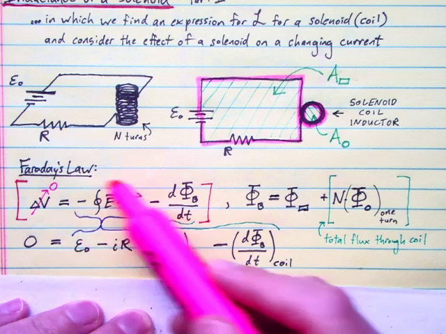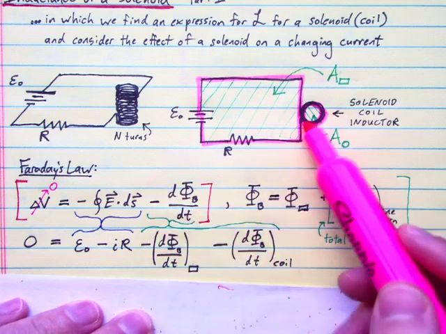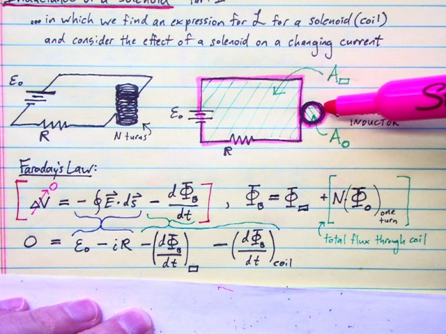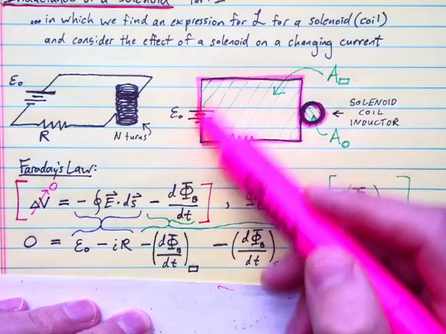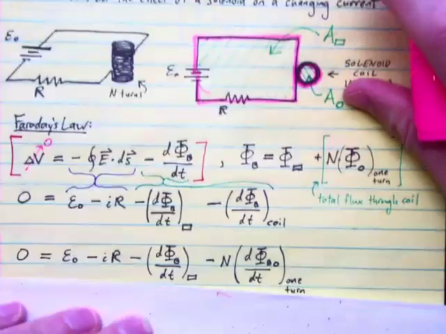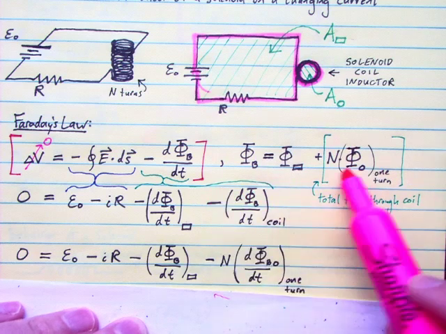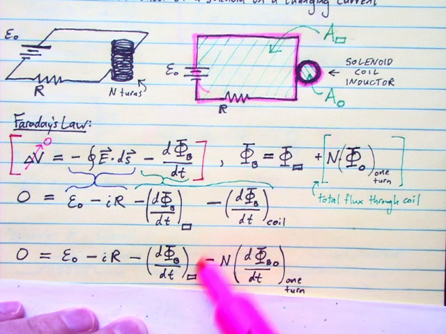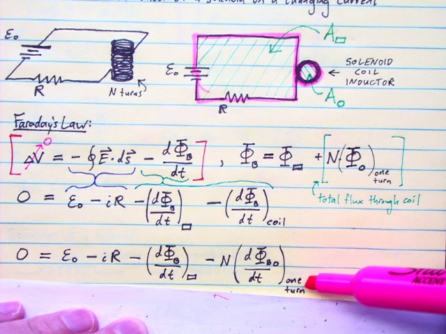This term becomes our EMF minus IR, and then here is the rate of change of the total magnetic flux through the rectangular area and the N circular areas. I'm going to split that rate of change of flux into these two terms, the rate of change of flux through the rectangular area and the rate of change of flux through the coil here. And once more, I'm going to replace this term with N times the flux through one turn. So the rate of change of the flux through the coil is N times the rate of change of the magnetic flux through one turn of the coil.